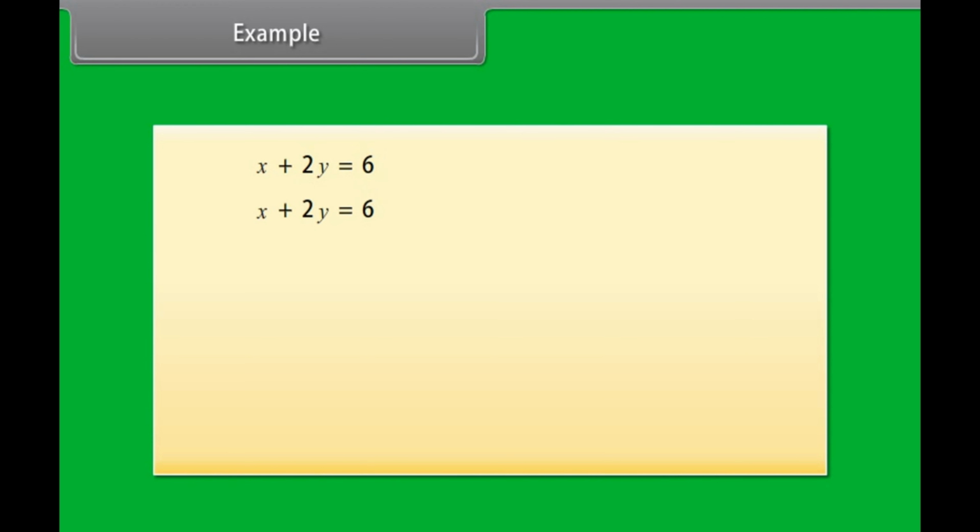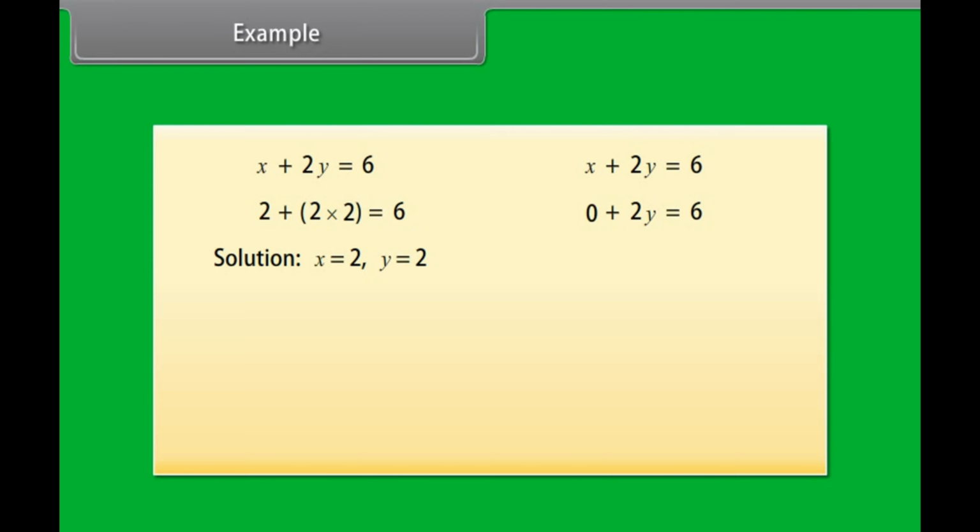By looking at the equation, we can say that x is equal to 2, y is equal to 2 is a solution because on substituting x as 2 and y as 2, we get the answer 6. Now let us choose x as 0. With this value of x, the given equation reduces to 2y as 6. And substituting y as 3, we get the answer 6. So, x is 0, y is 3 is also a solution for x plus 2y as 6.